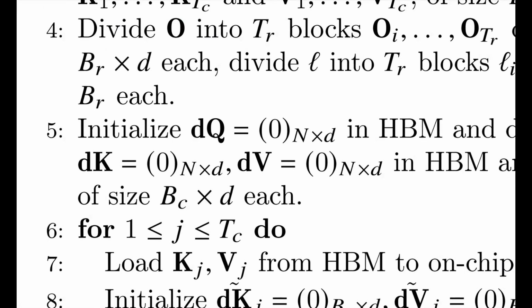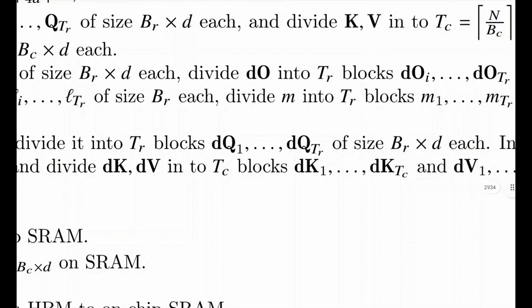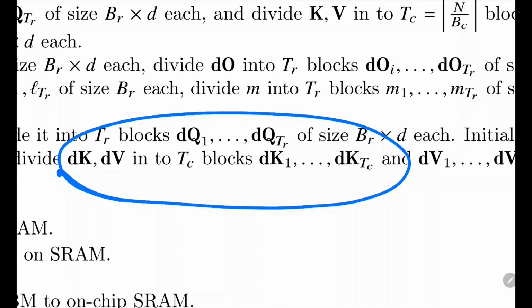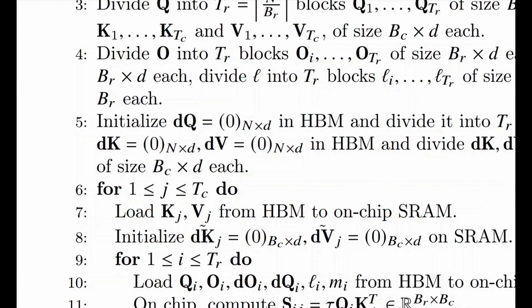Similar to the inputs, we should be initializing the outputs as well. So we zero initialize dQ in TR blocks and dK and dV in TC blocks so that they match K and V's column wise processing. This is done so that we can accumulate results as we go.